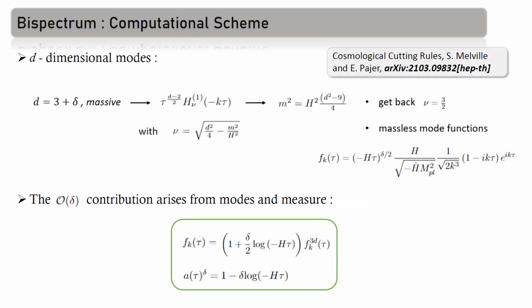No, so mass is 0 because we have to work with massless mode functions. But instead of working with d-dimensional massless modes, we want to work with d-dimensional massive modes where the mass is this. I'm just tweaking the mass to take this value.